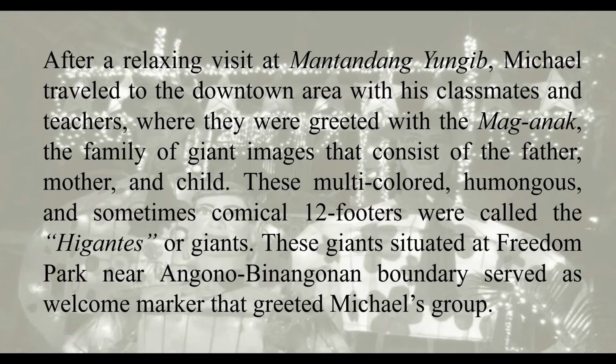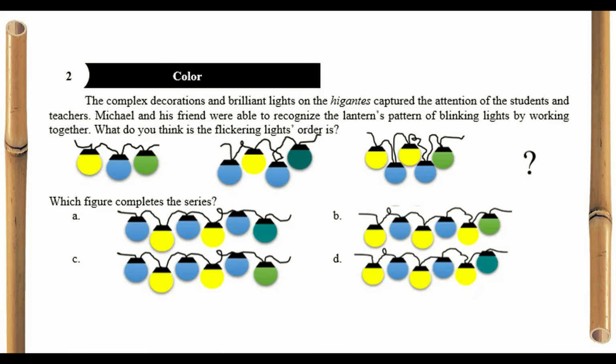After a relaxing visit at Matandang Yungib, Michael traveled to the downtown area with his classmates and teachers, where they were greeted with the mag-anak, the family of giants images that consist of the father, mother, and child. These multicolored, humongous, and sometimes comical 12-footers were called the Gigantes or Giants. These giants, situated at Freedom Park near the Angono-Binangonan boundary, served as a welcome marker that greeted Michael's group.